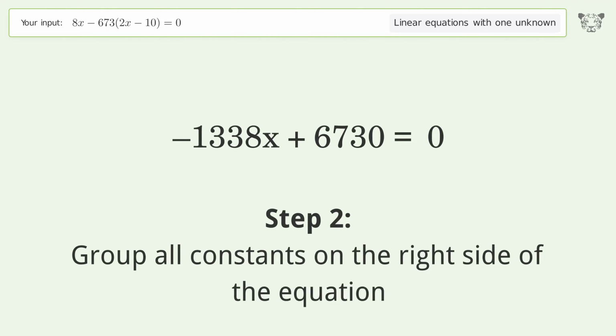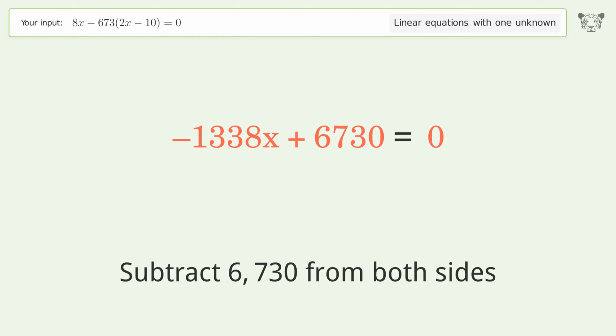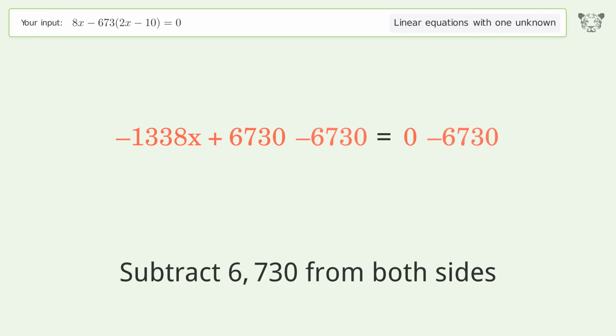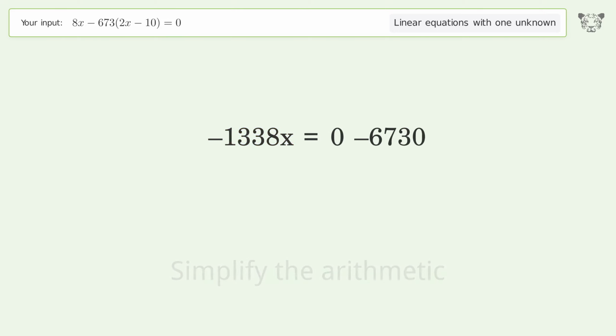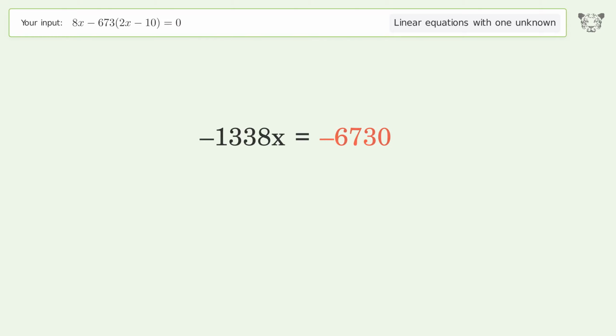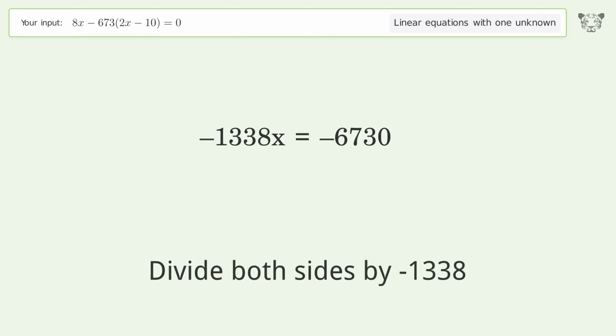Group all constants on the right side of the equation. Subtract 6,730 from both sides. Simplify the arithmetic. Isolate the x. Divide both sides by negative 1,338.